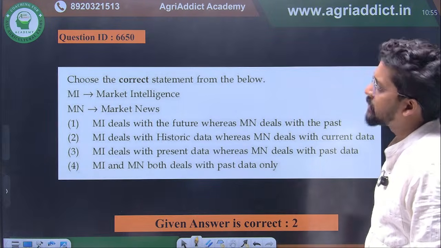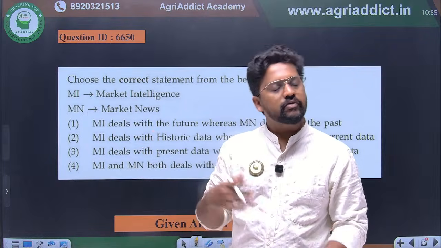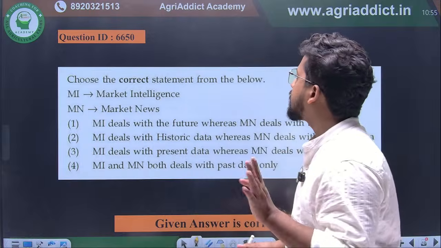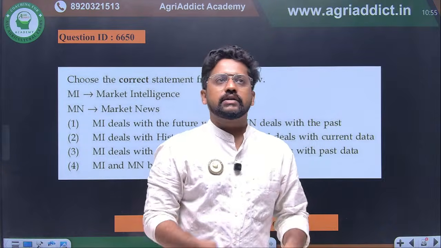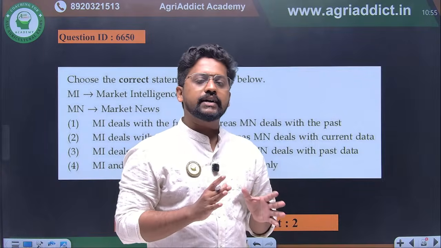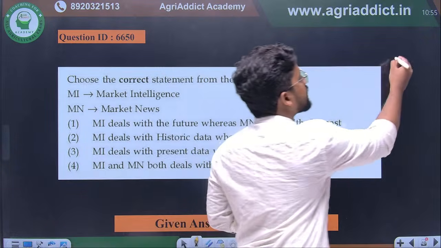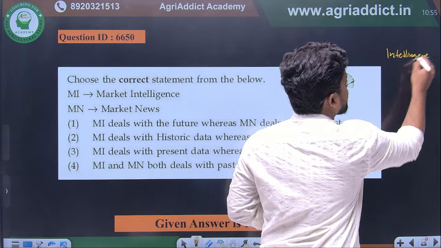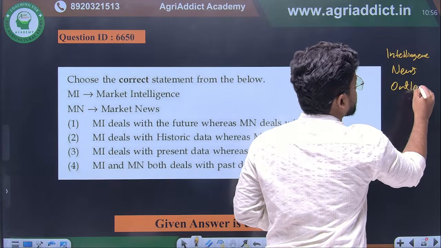Choose the correct statement. Again, an agricultural question from agricultural marketing, which is already dealt with in our master course and is properly given. We have 3 major concepts. For the easiest idea, we have the information regarding the market. Market information is classified into 3. First one is market intelligence, second one is market news, and third one is market outlook.